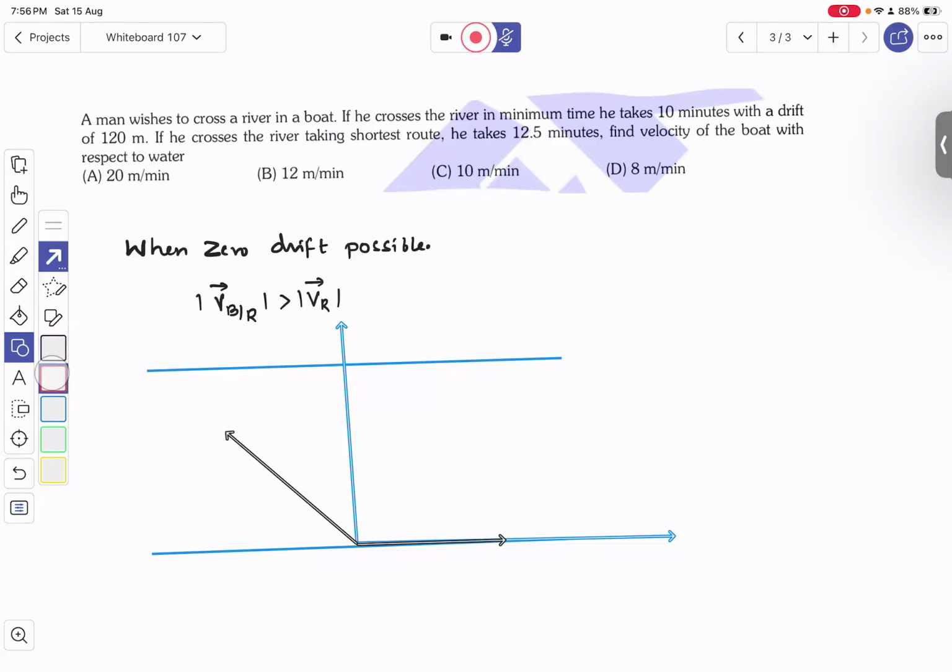How to add these two vectors? There is math. Somehow we add these two vectors. And if the resultant of these two lies in the direction of this red arrow, then he will be able to cross the river with zero drift. And that is only possible when the speed of the boat with respect to the river is more than the speed of the river.